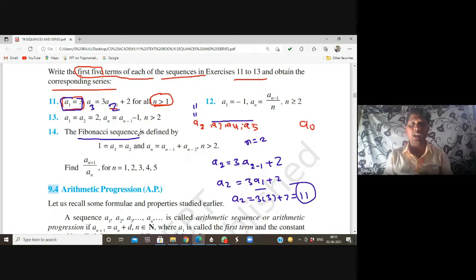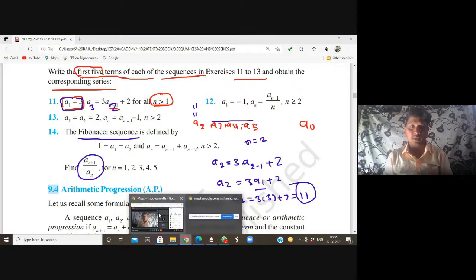Fibonacci sequence. I'm going to explain what is meant by Fibonacci sequence. Clear, students? Time is up.